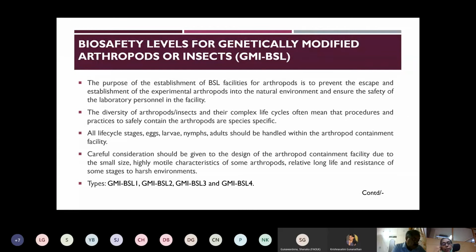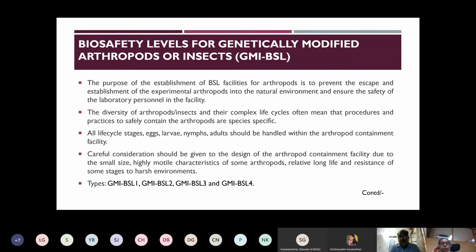Yesterday Dr. Tyagi mentioned during the discussions that mosquitoes are a totally different ball game than plants or microorganisms. So a different type of facilities and a different type of biosafety levels will be required. And another important thing is that, as I said, these are very general and you have to do risk assessment case by case.